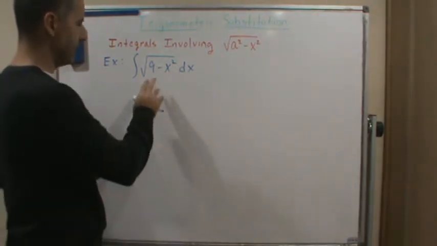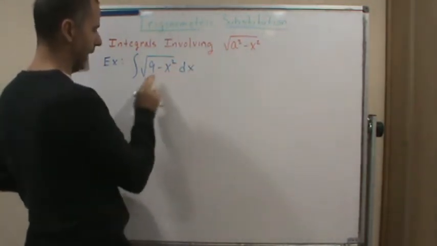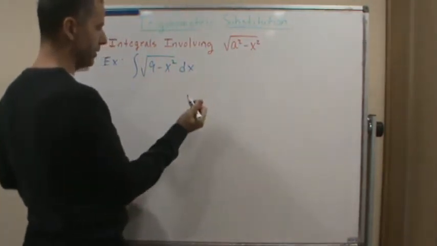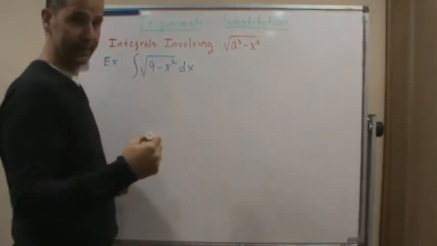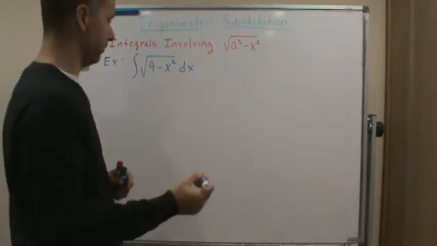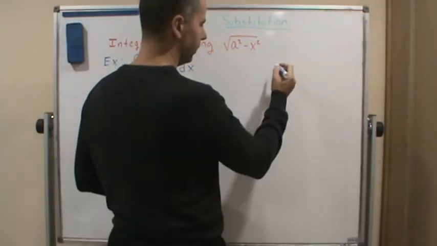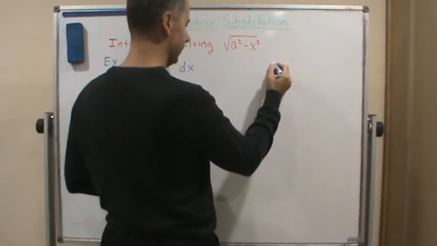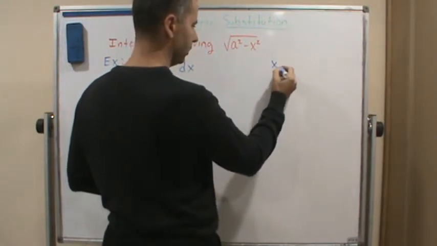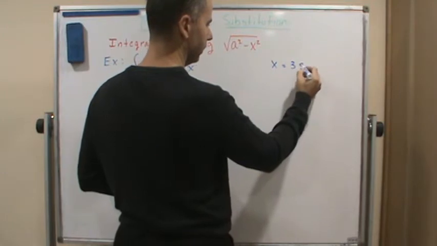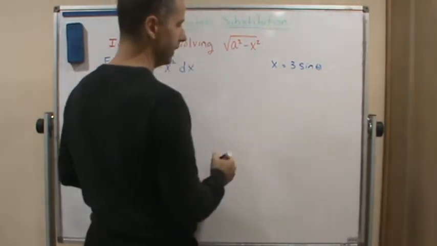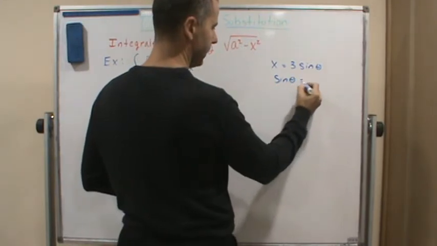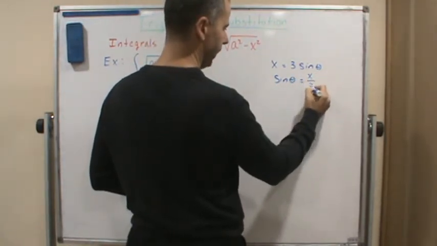And so in this case, our a is 3, right? And we're going to make the substitution of x equals a sine theta. So in this case, x equals 3 sine theta, or in other words, sine theta equals x over 3.